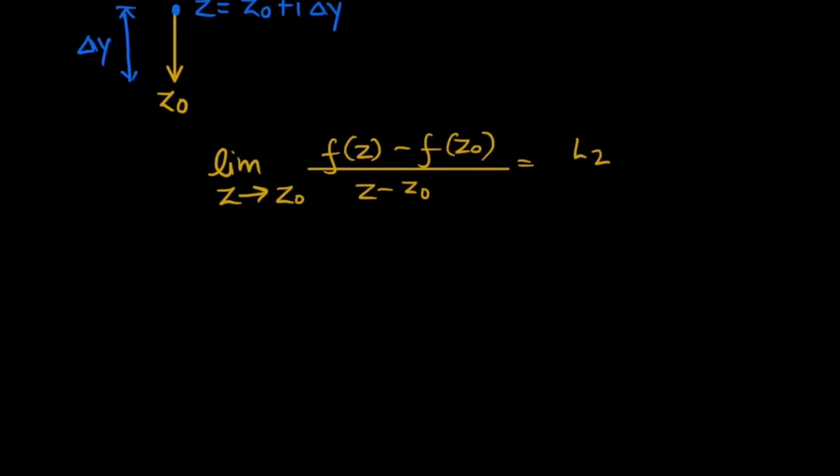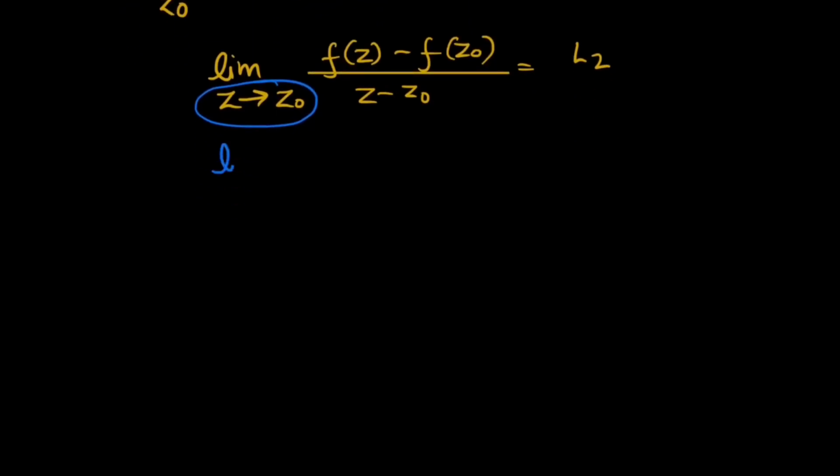So here we can see z is tending to z naught. So from here we can conclude that when z is tending towards z naught, then delta y will tend toward 0. Okay, so now let's find L2.